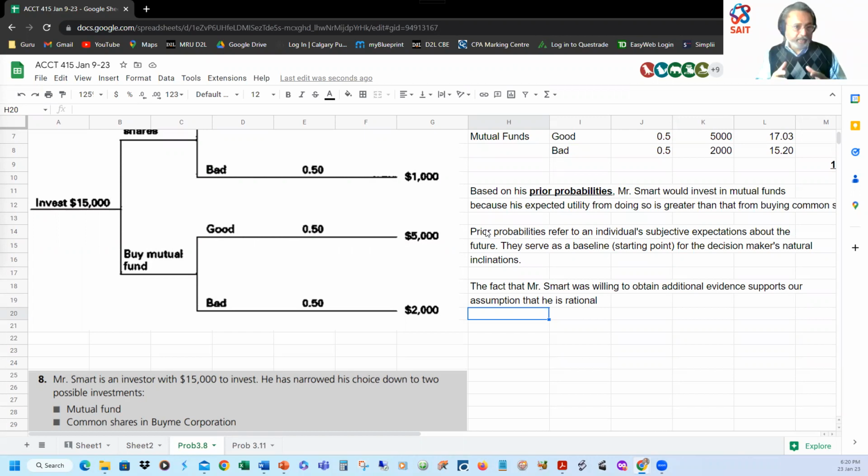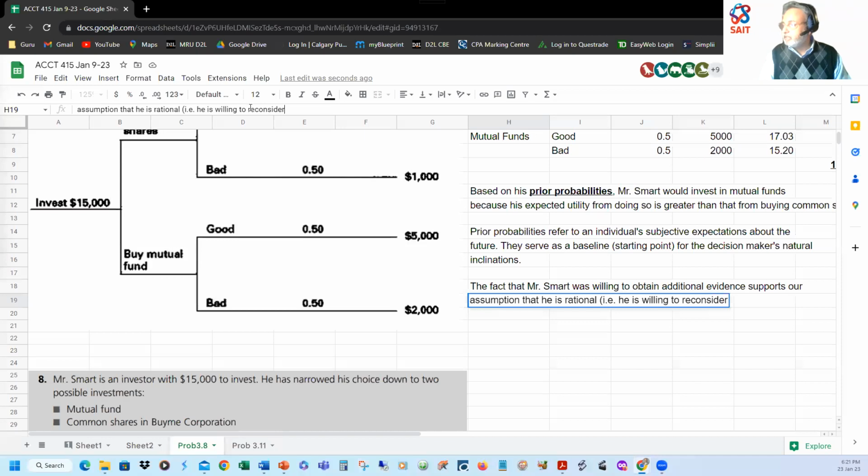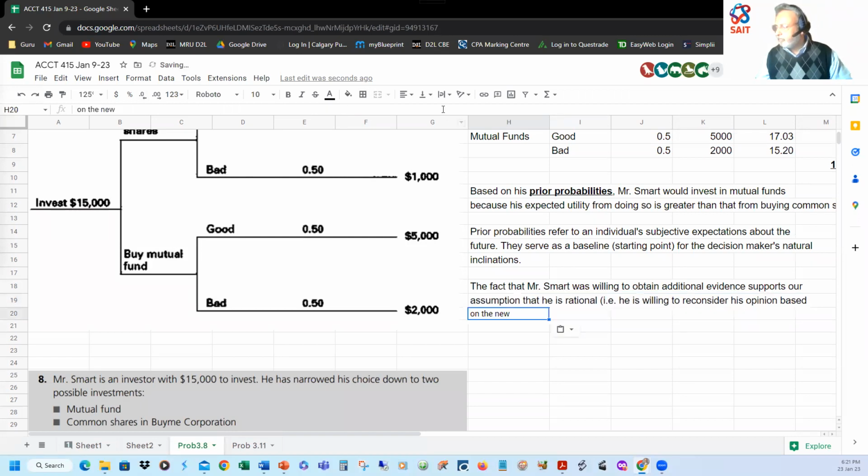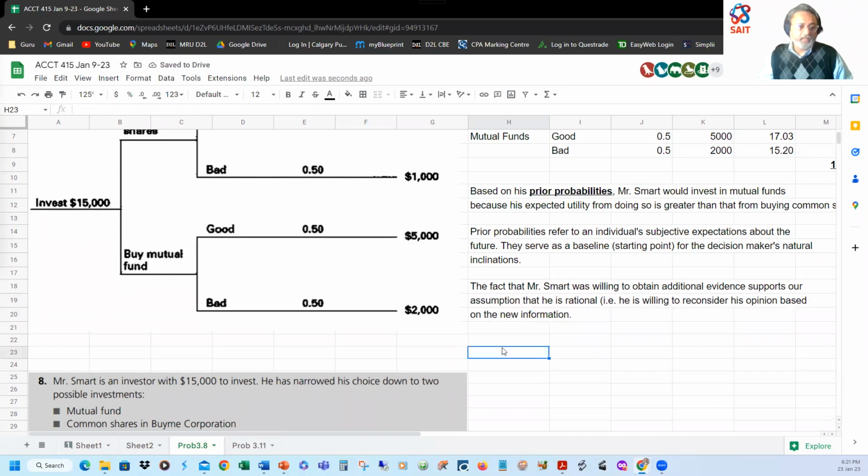Like, you need someone who is willing to do homework, right? To go and obtain new evidence, new information. And if the new information is of sufficient quality so as to lead the individual to change their expectation, you're willing to make the change, right? So over here, we're assuming that Mr. Smart is rational, i.e., he is willing to reconsider his opinion based on new information. Not everybody does this, okay? So this is a very important assumption that we have to apply, that information will only be useful if someone's willing to use it, okay?